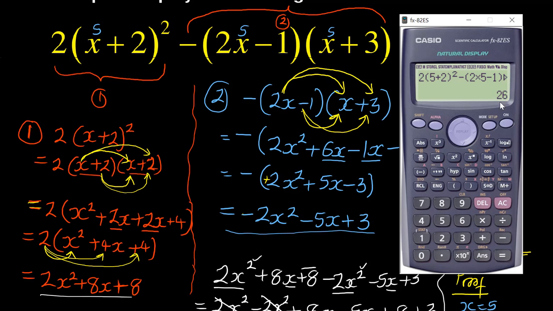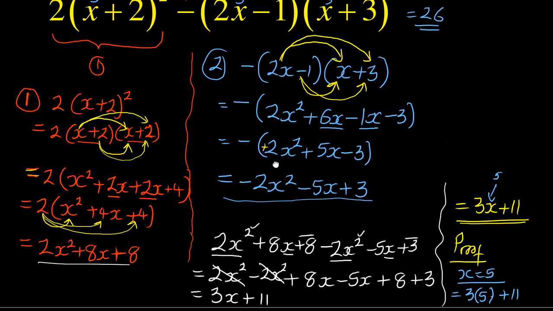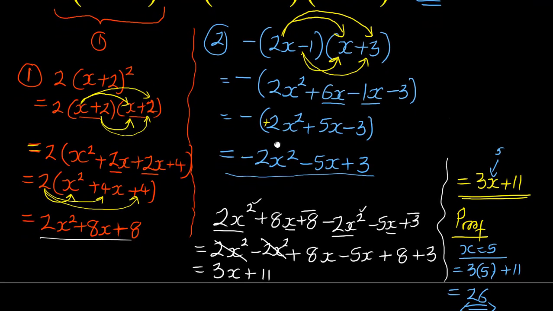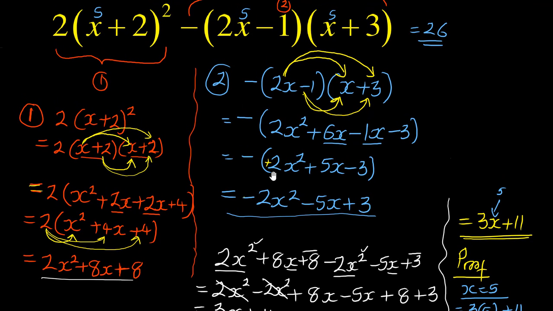You are getting that the answer is equal to 26. So you can see that here I'm getting the 26. If you look at the previous answer that we got when x was 5, we got a 26, and even here I'm getting a 26. It means my simplifying, that my final answer is 3x plus 11, is correct. That's how you can actually check that you simplified correctly.